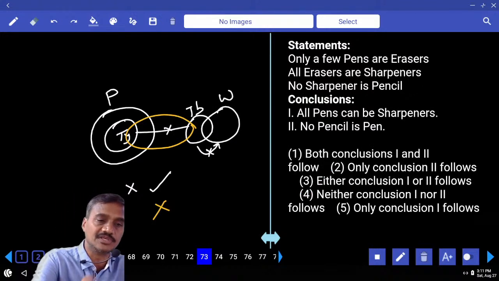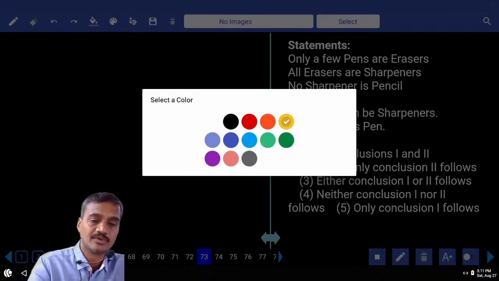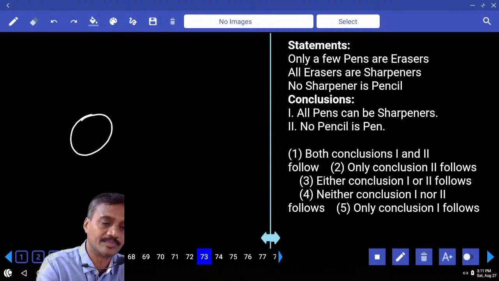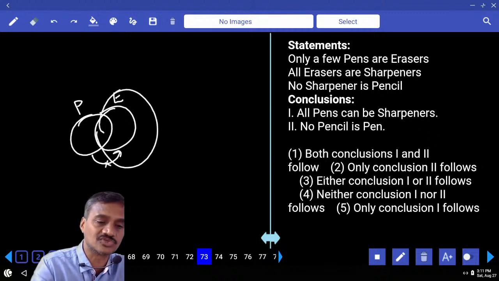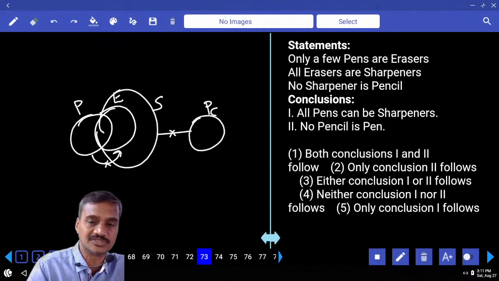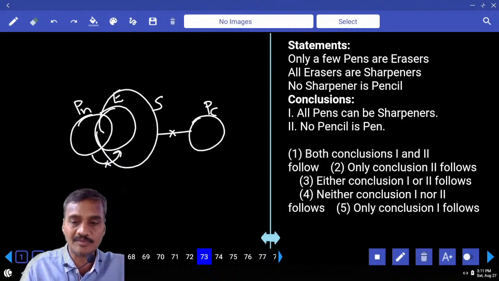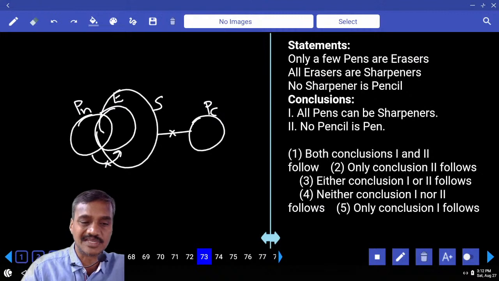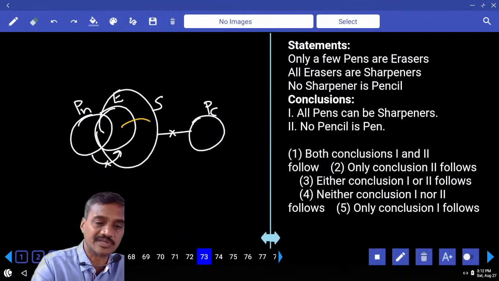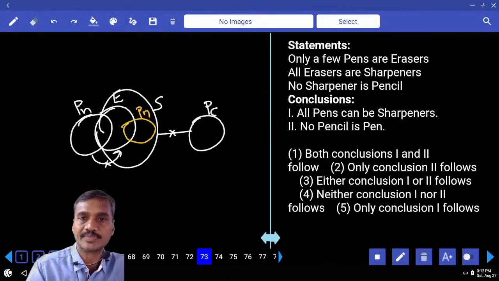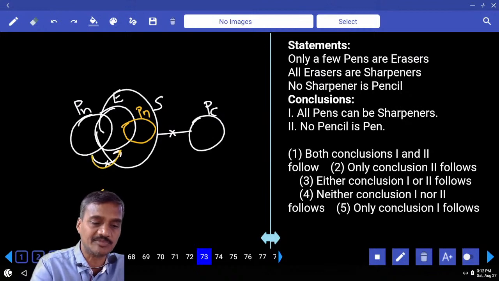Then coming to 73: only a few pens are erasers. Only some of the pens are erasers but not all. And next one, all these erasers are a part of sharpeners, and no sharpener is a pencil. No intersection between sharpener and pencil. Now this is a pen. And all pens can be sharpeners అన్నాం. Now this entire pen is a part of sharpener. రైటా కాదా? Can be means possible. Now tell me whether I can write the pen like this or not. Yes. This entire pen cannot be a part of eraser, but this pen can be a part of the sharpener.